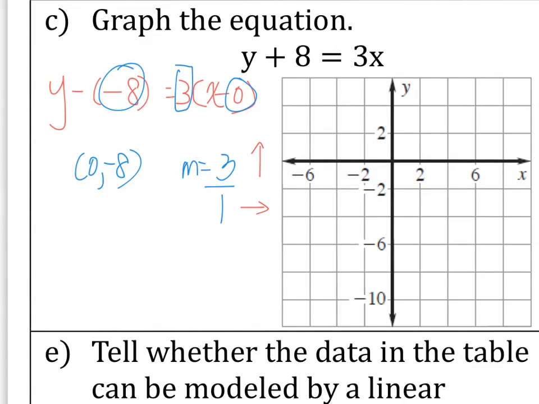Okay, so now I'm going to plot the point 0, negative 8. And now I'm going to shift 3 units up. Negative 8, negative 7, negative 6, negative 5. Stop here and then shift 1 unit to the right. So this is 2 here, so this must be 1. And stop right here. So my point should be 1, negative 5. And now I can connect my dots.